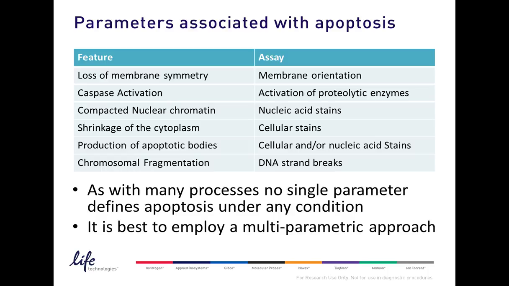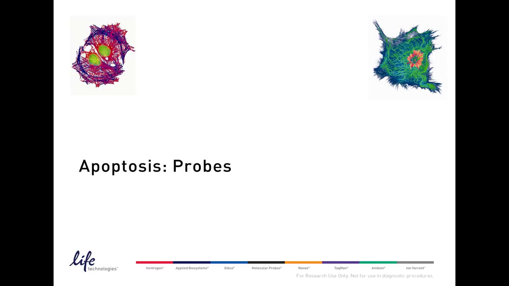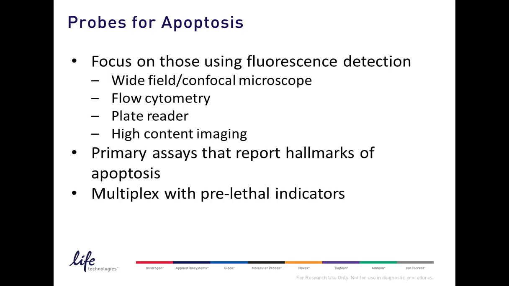So that's a little bit of the introduction sort of over and done with, and we're going to dive into the nitty-gritty of the probes that one would use to look at apoptosis. We'll focus on those assays that are primarily involved in fluorescence detection. This is those that will work on wide-field or confocal microscopes, flow cytometers, plate readers, or indeed high-content imaging platforms.